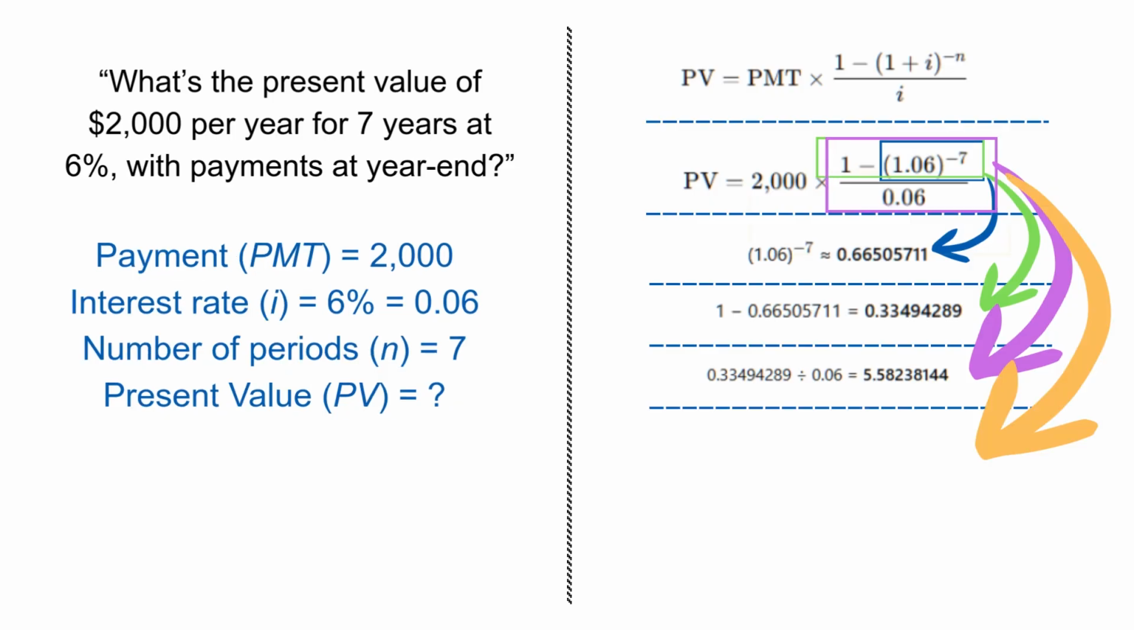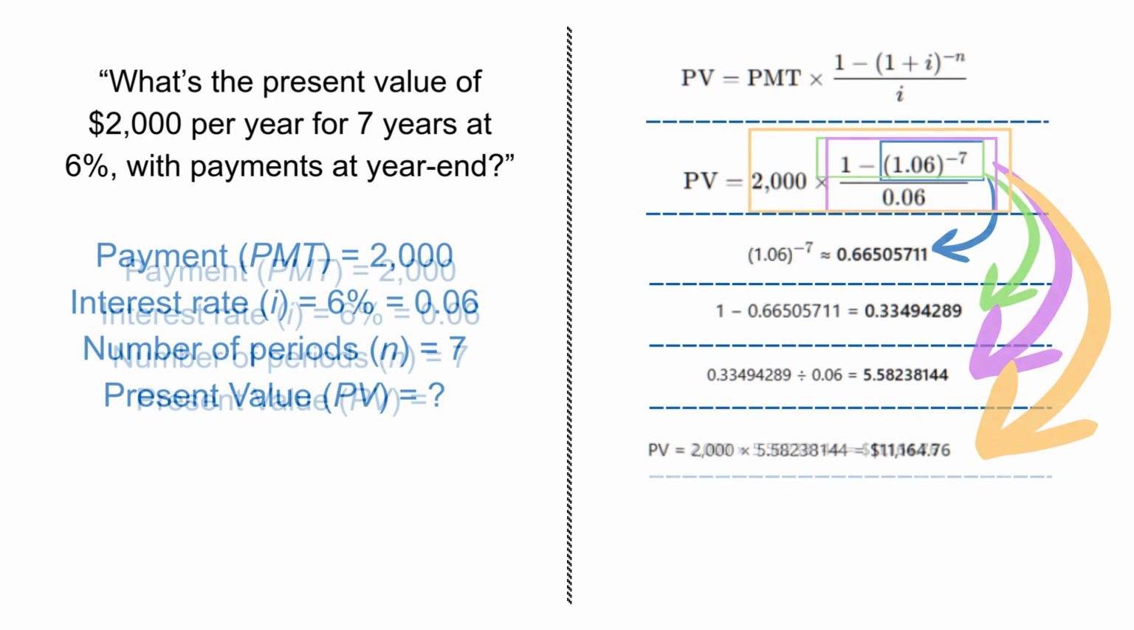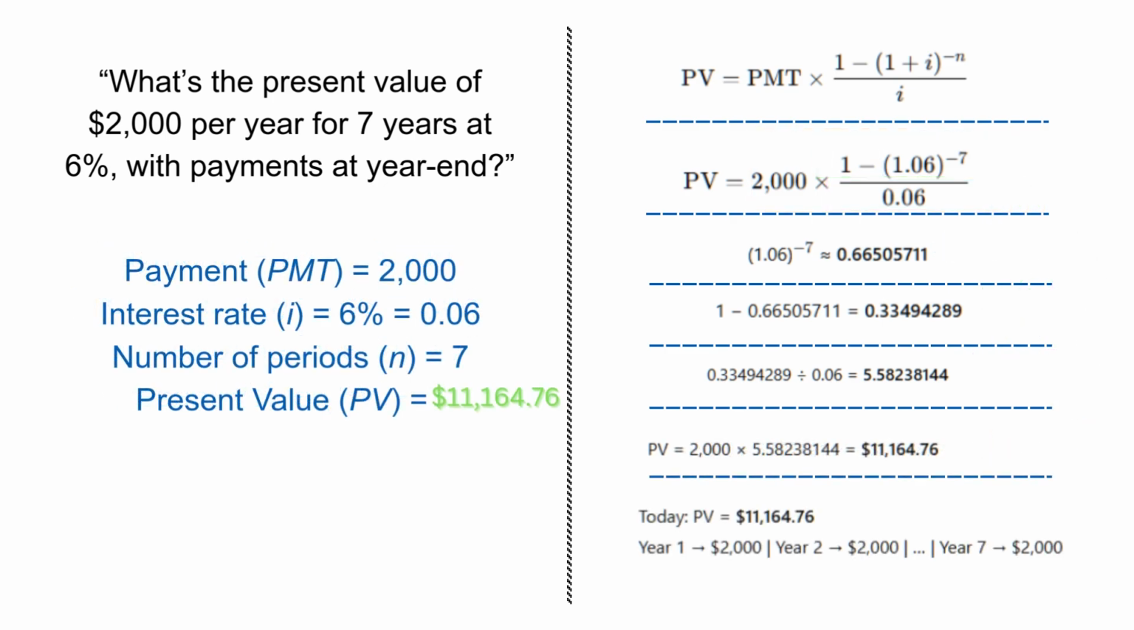Step 7. Solve for PV. Finally, multiply by the payment. 2,000 times 5.582 equals $11,164.76. Step 8. Interpret the answer.